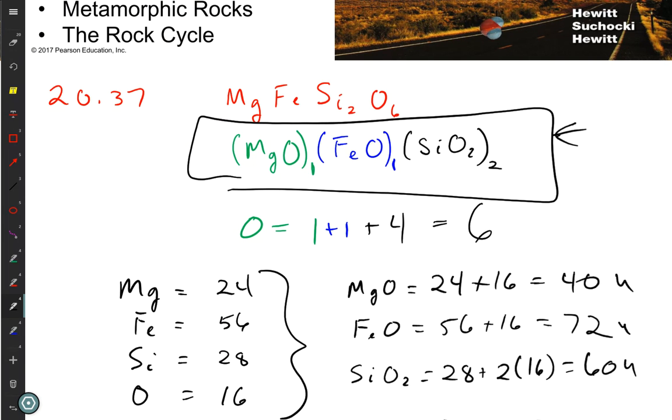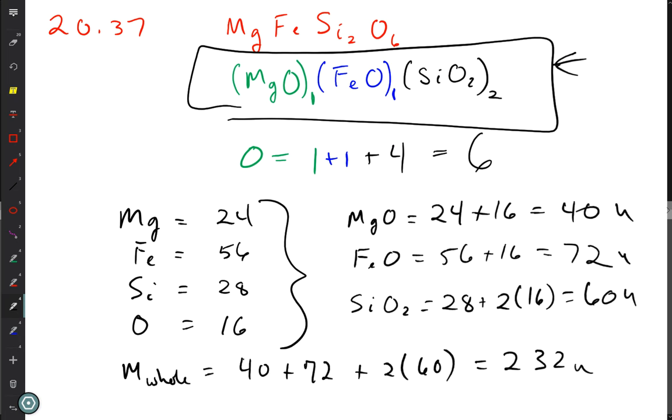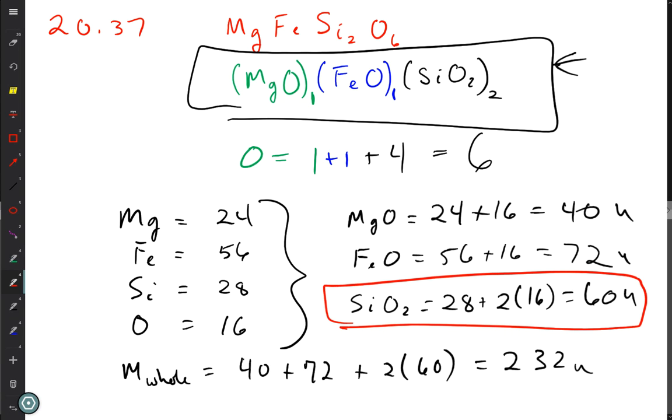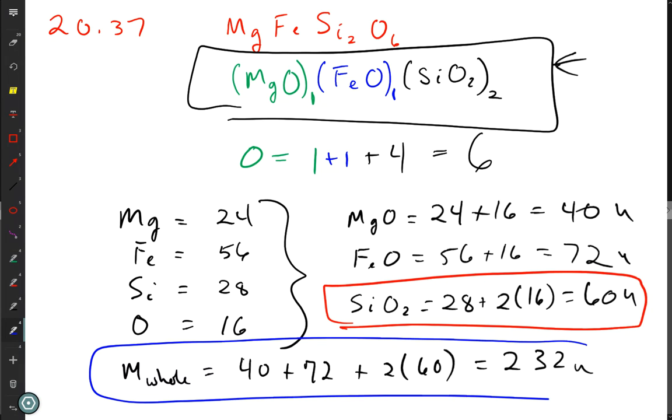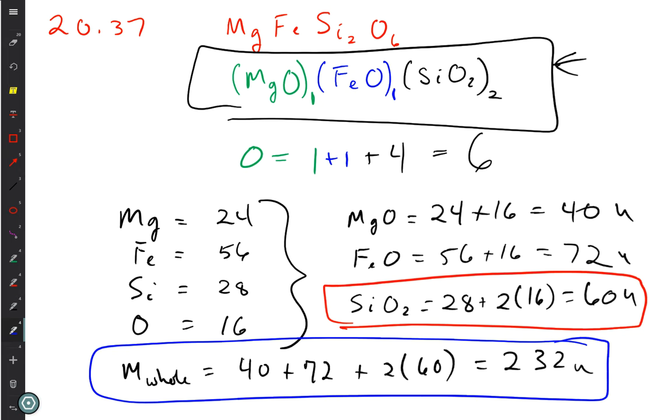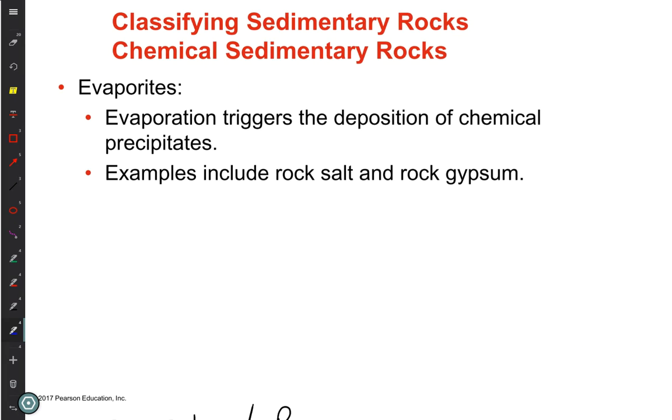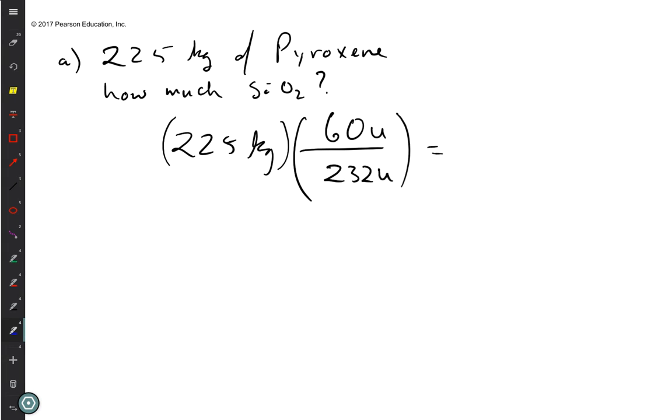Right, so I just took the ratio of the mass of the silicon dioxide to the mass of the entire thing, and I multiply it by the entire mass. So if its mass was 1/3 silica, I would have had 1/3 times 225. And so now you just have to put that in your calculator.